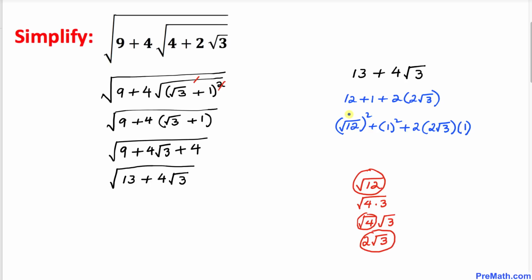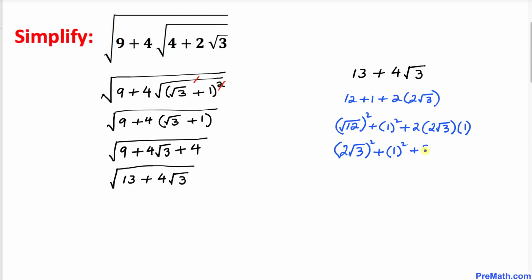So therefore this square root of 12 I can write as 2 times square root of 3, whole squared, and the rest is the same: plus 1 squared plus 2 times square root of 3 times 1. Now we can see that this represents a perfect square. So we are going to use this formula, a plus b squared.